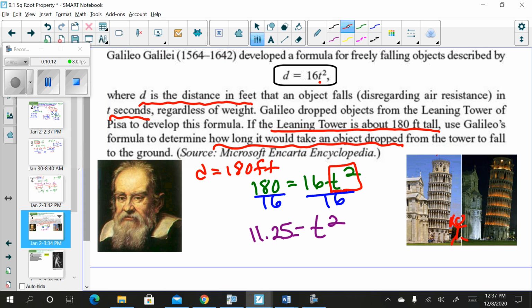In this situation, does it make sense to get an exact answer? Probably not. If you're going to tell someone, hey, how long did it fall? You're probably not going to say the square root of something, right? People look at you funny. You'd probably say it's about this many seconds. So I think it's totally fine to talk about a decimal answer here.